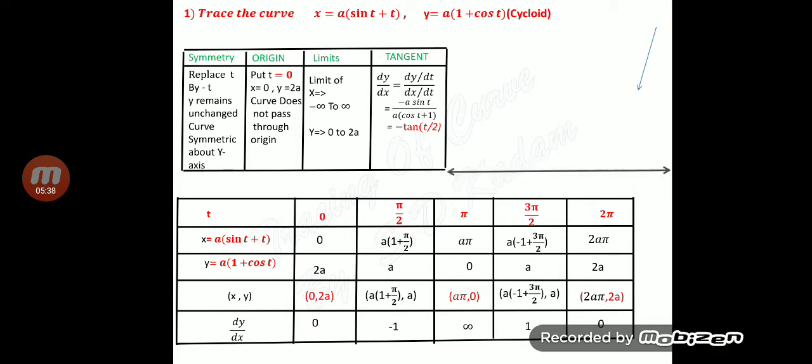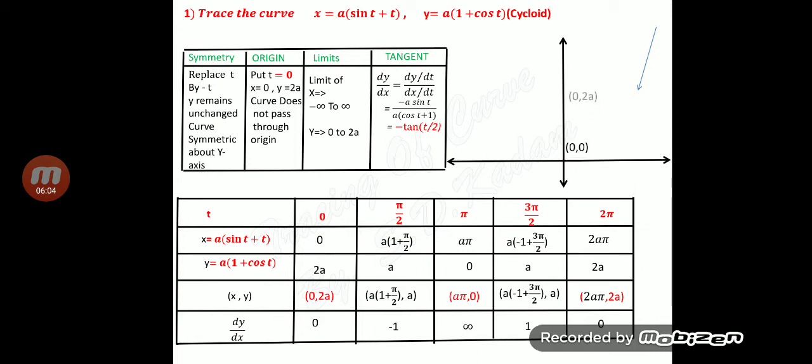Now let's try to draw the curve. This is my x-axis, this is my y-axis. Our range for x varies from minus infinity to plus infinity. Just trace the finite points, that is 0 to 2a, the red points we have considered: x, y, red points 0 to 2a, a pi 0, and 2a pi 2a.